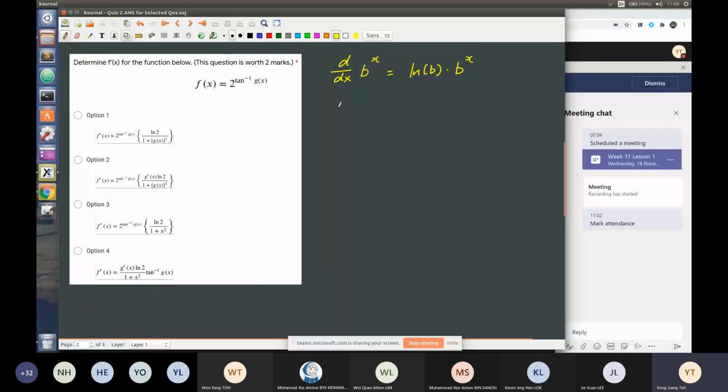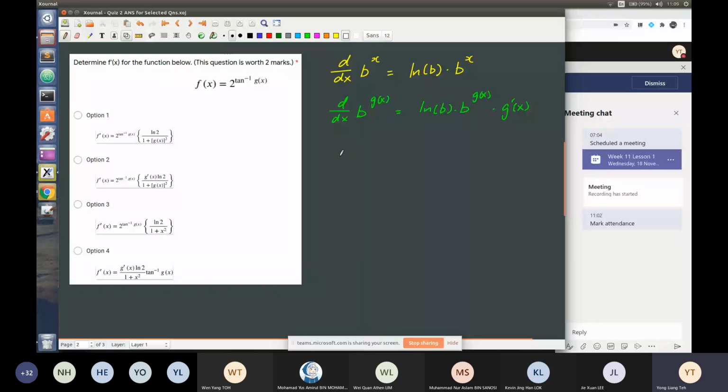However, if this is slightly more difficult, like b to the power of some function of x, let me put this as g x so that we don't mess up with this f x here. What we have is still ln b times b to the power of g x. Then subsequently, you must have your g prime. That's your chain rule. Is that all right?